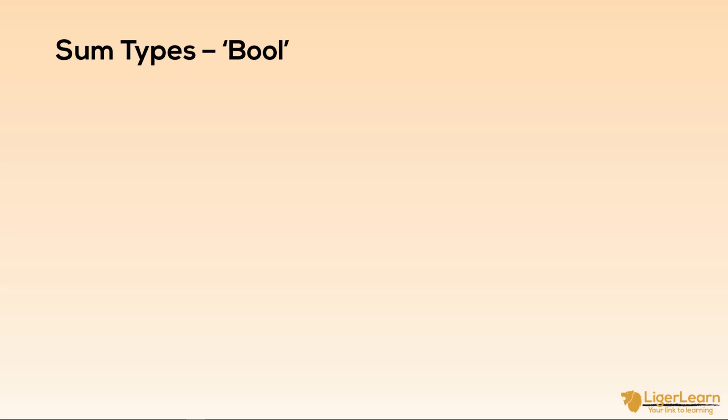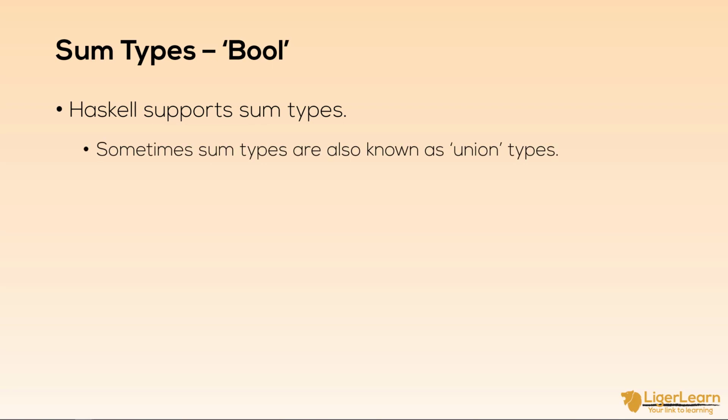In addition to product types, which we have already seen, there are also sum types in Haskell. We'll see why it's called a sum type in a bit. Sum types are sometimes alternatively referred to as a union type because of how they are similar to unions in set theory. Technically, Haskell has what is known as tagged union types, but as a beginner, the distinction between tagged and untagged unions is not too important, and so we will use the terms sum type and union type interchangeably.